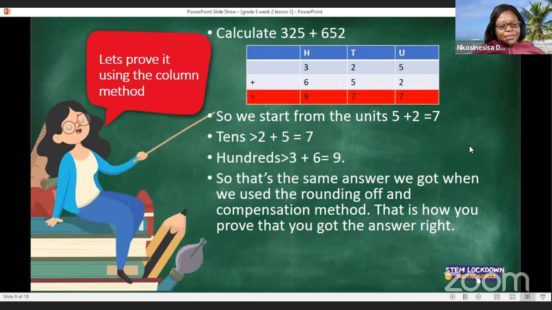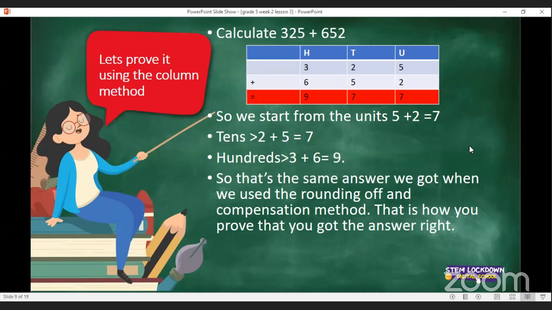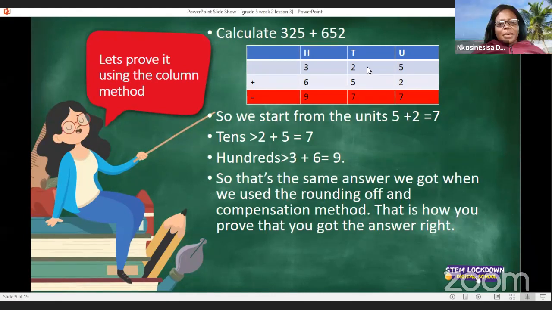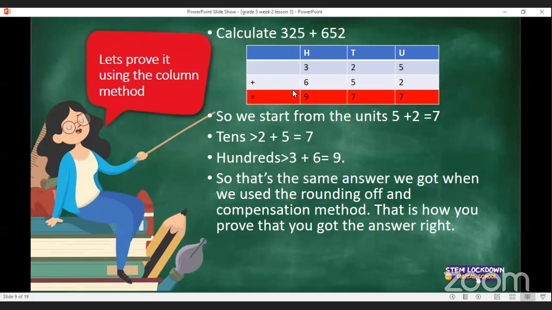Yes. Miss, I don't understand that. I don't understand the place where you break down and then you put them in columns. I don't understand that one. Or the column method, this one. Yes, miss. This one. Okay.